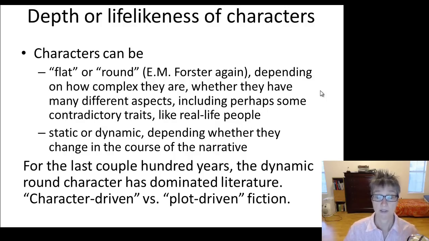There's a tendency, certainly. Round characters tend to be dynamic, and dynamic characters tend to be round, but it's not a logical impossibility to have a static round character or a dynamic flat one. And I offer you, as an example of a dynamic flat character, the protagonist of Jack London's story, To Build a Fire. Okay? We don't know much about that guy at all, and we never do learn much.